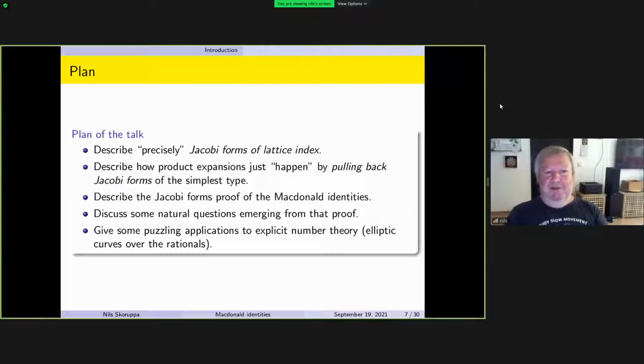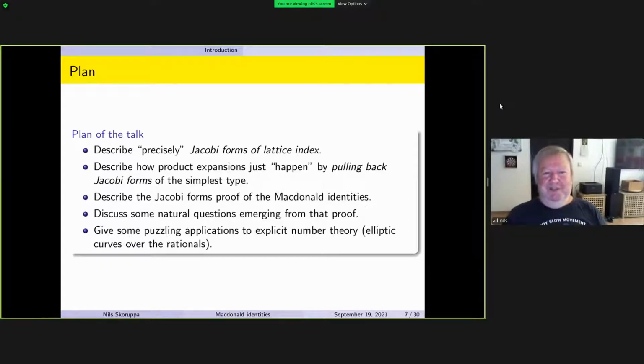Okay, so the plan of the talk is that I want to describe precisely the Jacobi forms of lattice index. That will be a bit boring for some people who know it already. For others, it will be a bit too fast. It's always a bit unlucky with Jacobi forms. There are a lot of notations involved, but I have to do it to get to the points here.